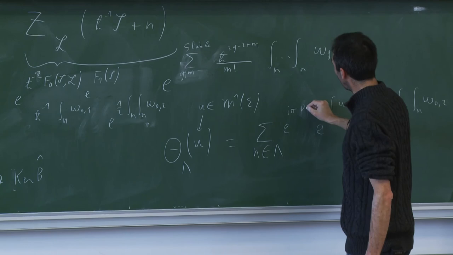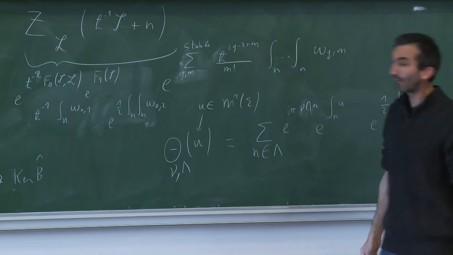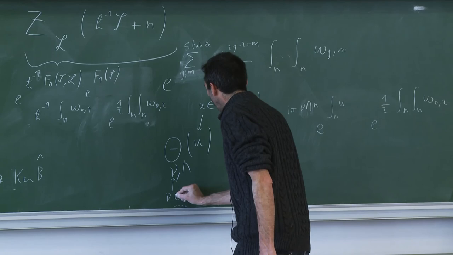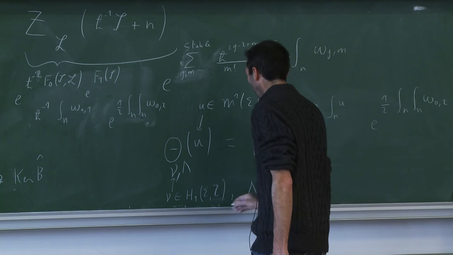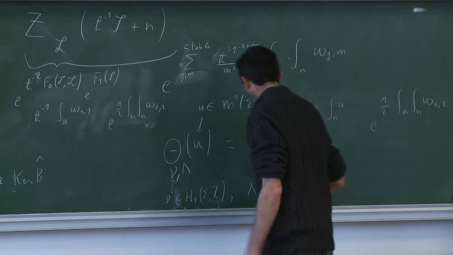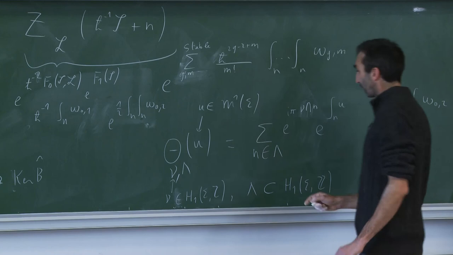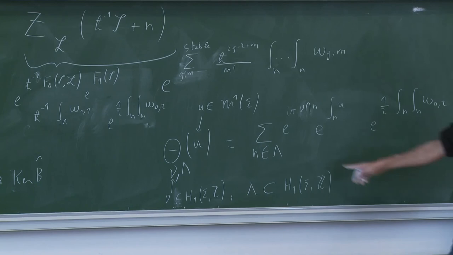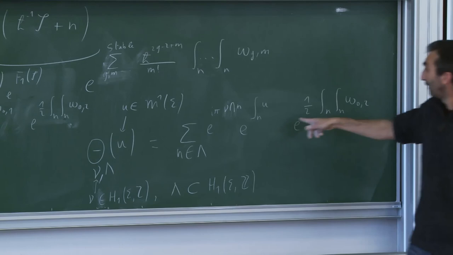So I introduce characteristics. So basically here, nu belongs to H1 of sigma z. And lambda also is a subspace. No, sorry, this belongs to... nu lambda is a subspace of H1 sigma z. So it's just the notion of choosing a theta function with a characteristic. So you see it's a sum over an integer lattice with something exponential quadratic in n, exponential something linear in n, and basically this is the theta function.